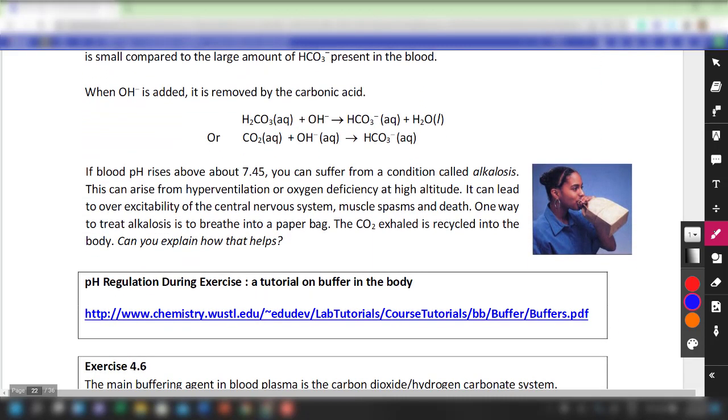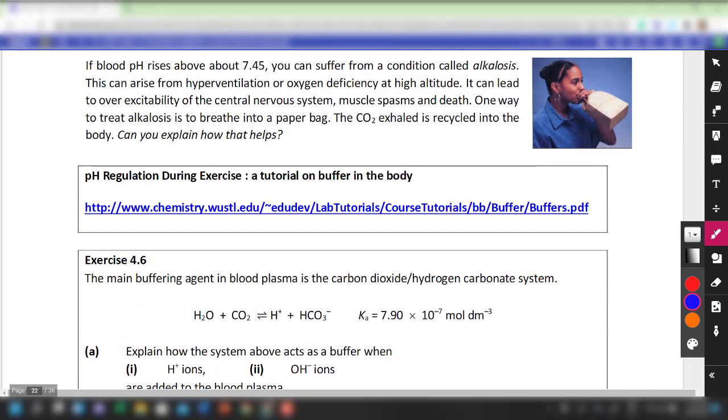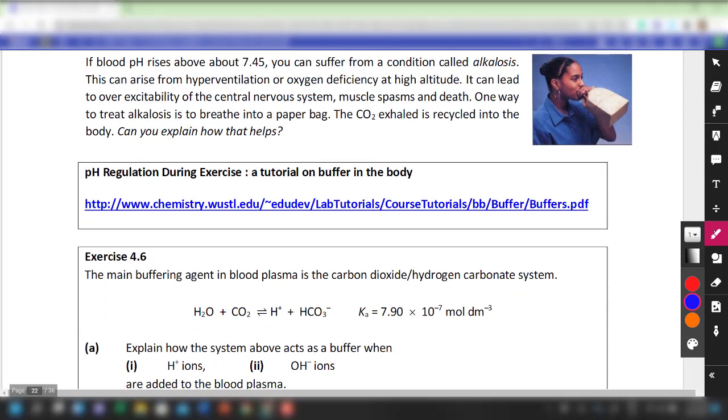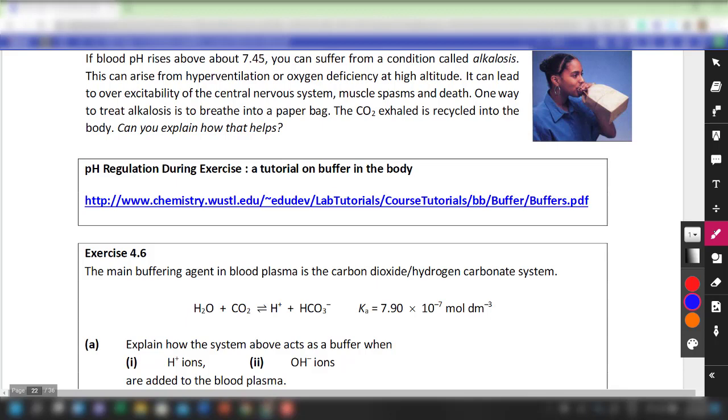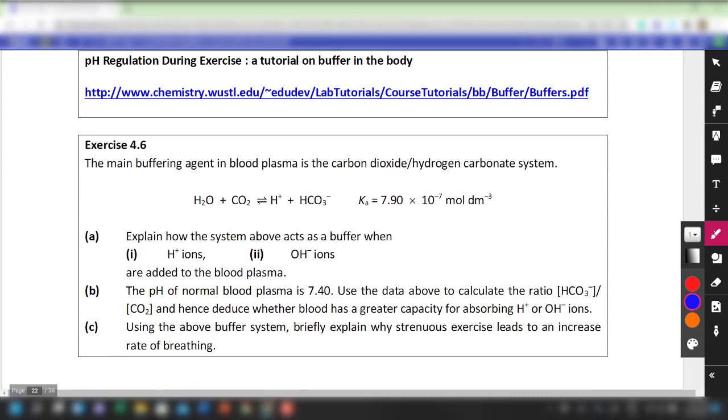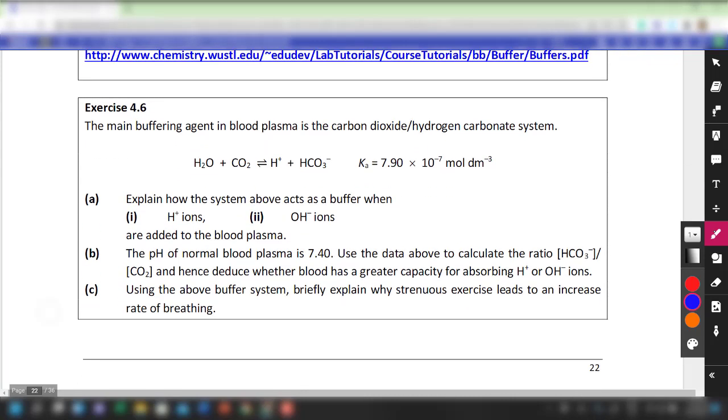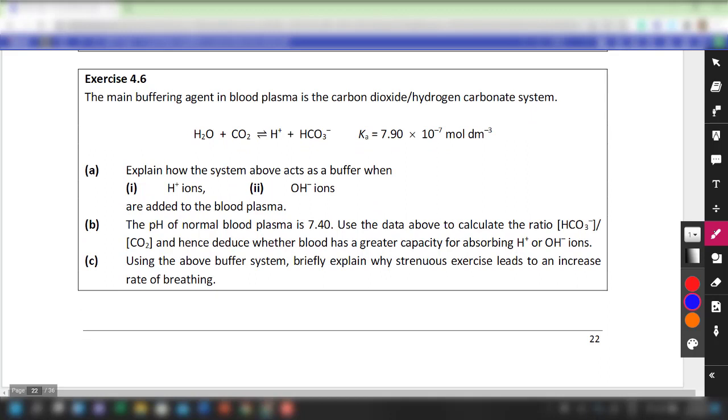If not, you might want to go to the website to see how the pH regulation during exercise takes place if you want to. Okay, if not, then we will move on to exercise 4.6. For 4.6, we were told that the main buffering agent in blood plasma is the carbon dioxide hydrogen carbonate system. So hydrogen carbonate is the IUPAC name for bicarbonate.